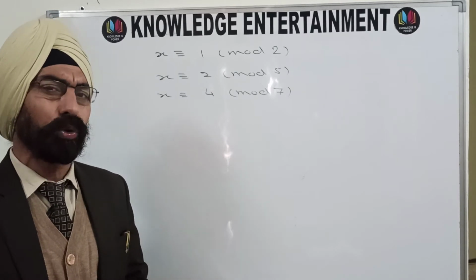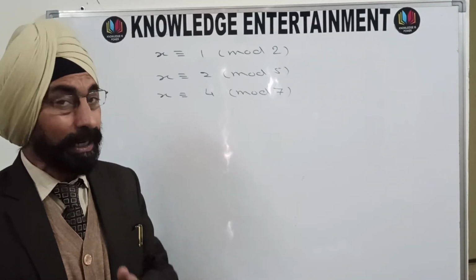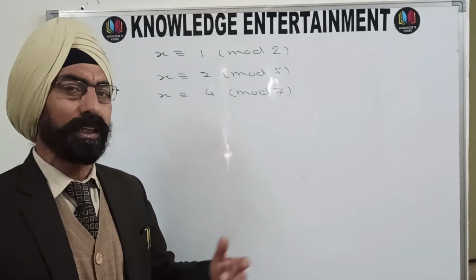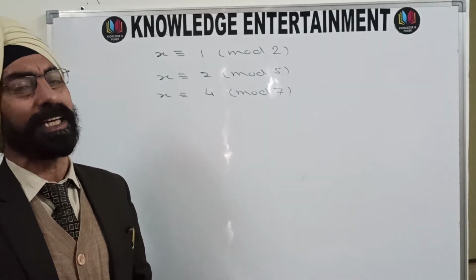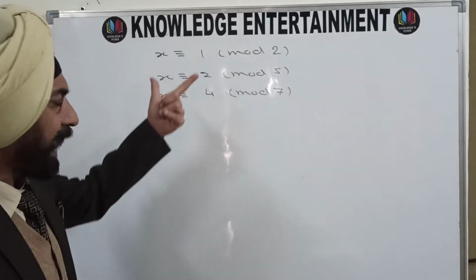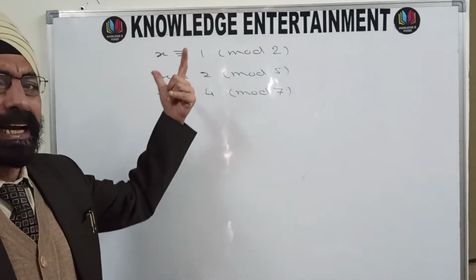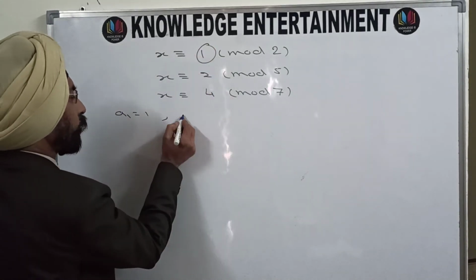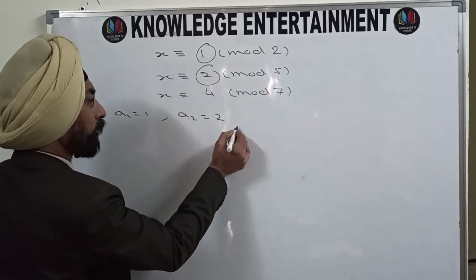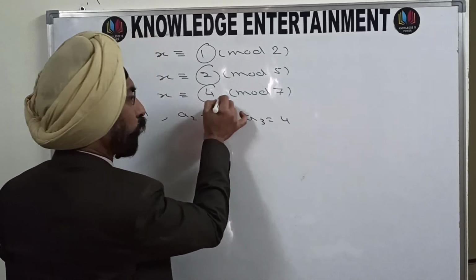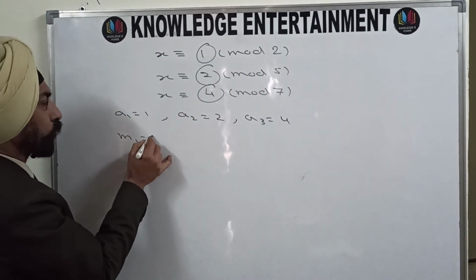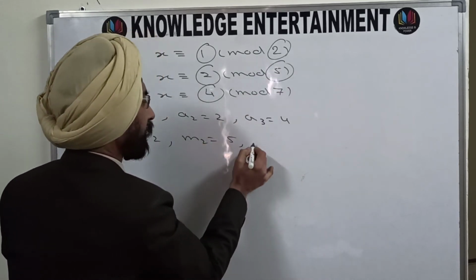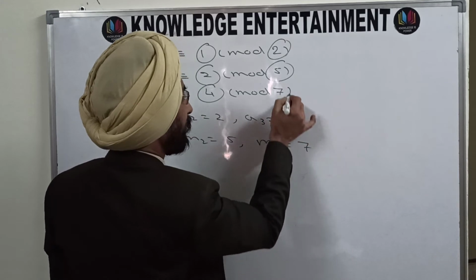So it looks like the solution can be obtained easily by hit and trial, but it is not so easy. When you solve it, you will see that the solution cannot be easily obtained by hit and trial. So what are your a1, a2, a3 and m1, m2, m3 here? Here your a1 is 1, a2 is 2, a3 is 4, m1 is 2, m2 is 5, and m3 is 7.